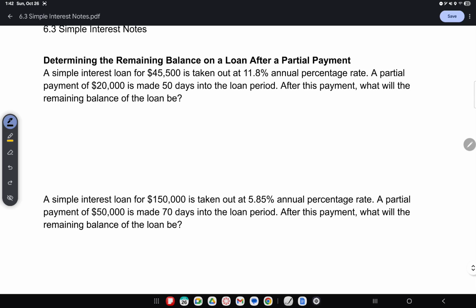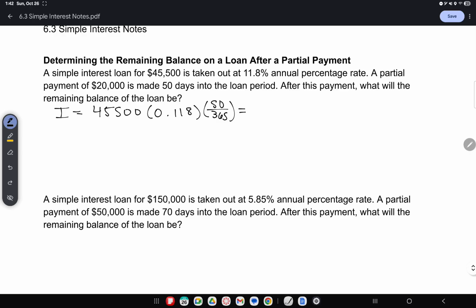Let's figure out what the remaining balance is after a partial payment. So simple interest loan, $45,500 is taken out at 11.8%. Partial payment of $20,000 is made 50 days into the loan period. After this payment, what's the remaining balance? So we want to find the interest. So the interest is the 45,500 times the rate, so 0.118, and then we're doing it for 50 days.